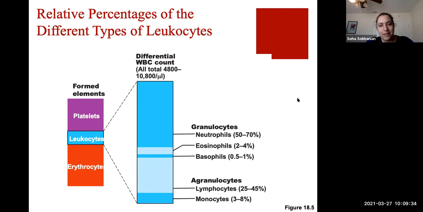Now, production, based on what we already learned in the skeletal system, production of red blood cells takes place in the red bone marrow, correct? Everybody remember that? Red bone marrow and the spongy bone? Sounds familiar?